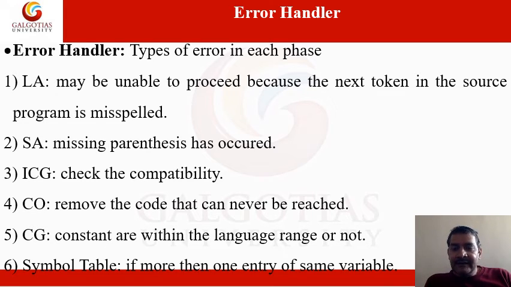Error handler. Each of you has seen in the diagram or the structure of the compiler that each and every phase is to be connected with the error handler and the symbol table. We have already discussed what a symbol table is. Now we will discuss the concept of the error handler, the types of error in each phase. What type of error each phase may contain will be handled by the error handler.